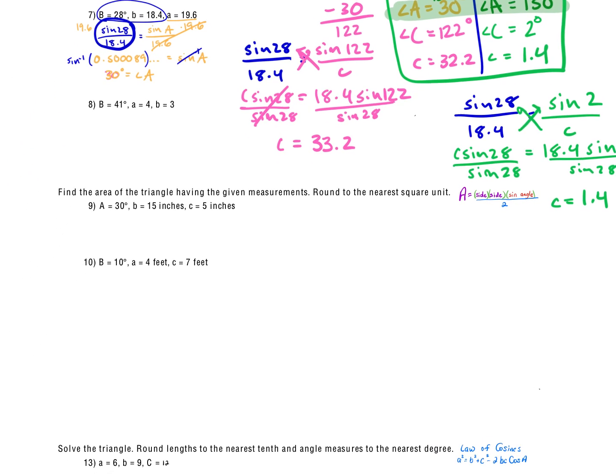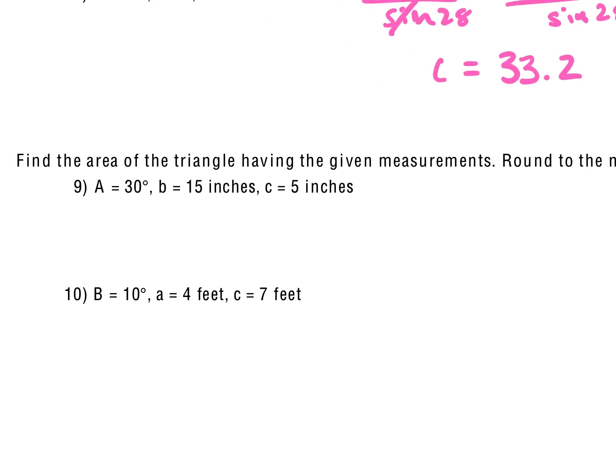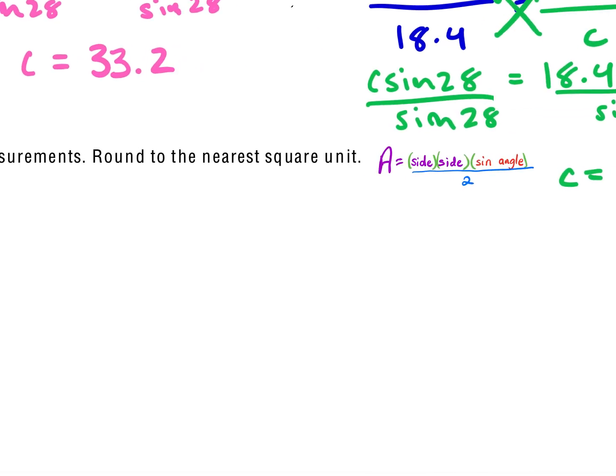All right, do you want to do 9 or 10? Sure, let's do 9. So 9 asks us for the area of the triangle with the given measurements. When you're given 2 sides and an angle, you're going to use this formula. Make sure your calculator is in degrees.